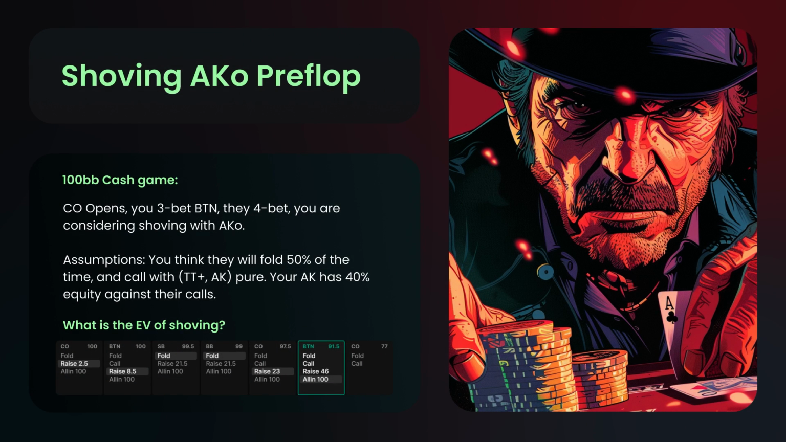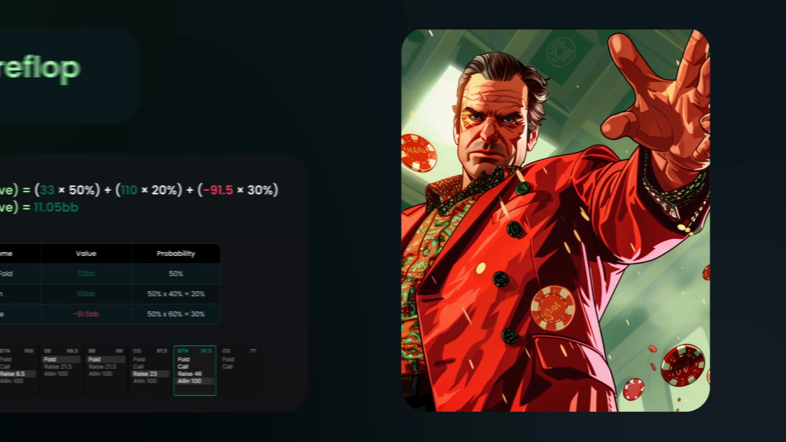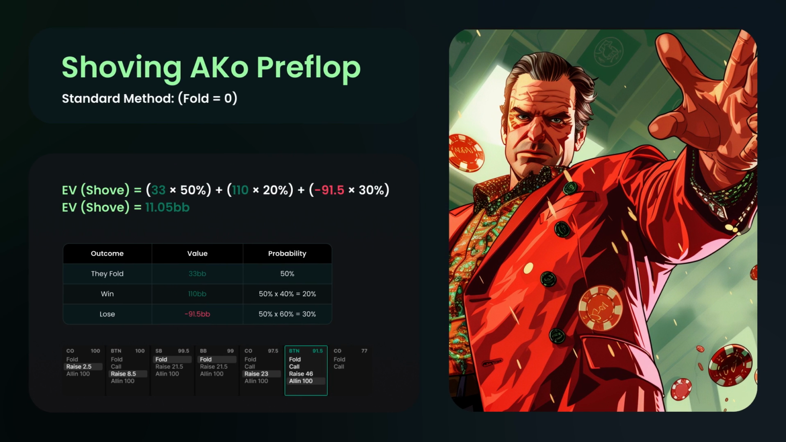Now down below you can see the exact stack sizes as well as the raise sizes. Let's break this down step by step. There's only 3 outcomes. Either they fold, they call and we win, they call and we lose. If they fold, we get 33 big blinds. How did I calculate that? Well, it's just the amount we 3-bet with, 8.5. Remember, this is a sunk cost. If we fold, we lose that. The amount that cutoff 4-bet us with, that's another 23, and the 1.5 from the folded blinds. So 8.5 plus 23 plus 1.5 works out to 33 big blinds. That's our value if they fold.